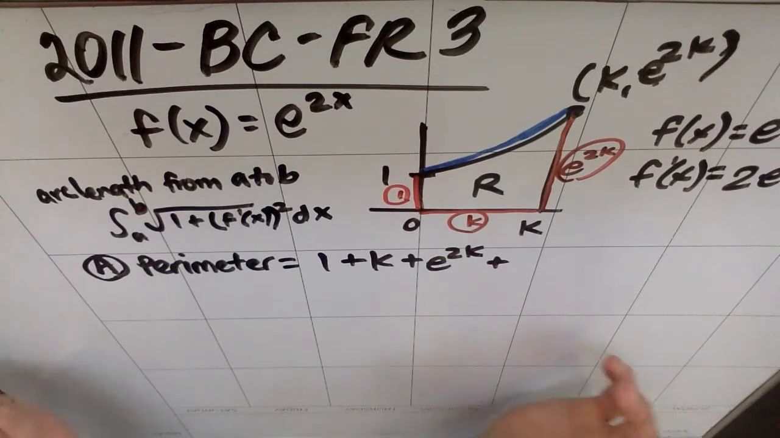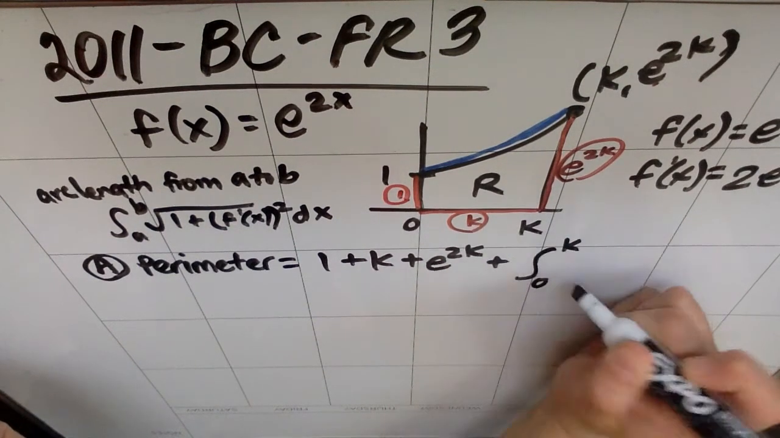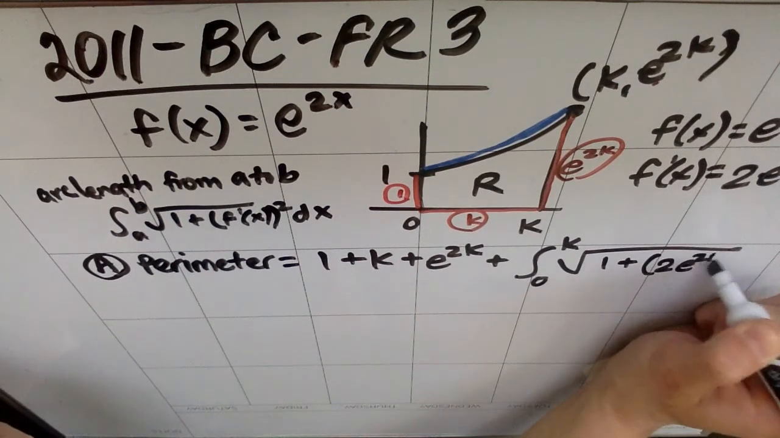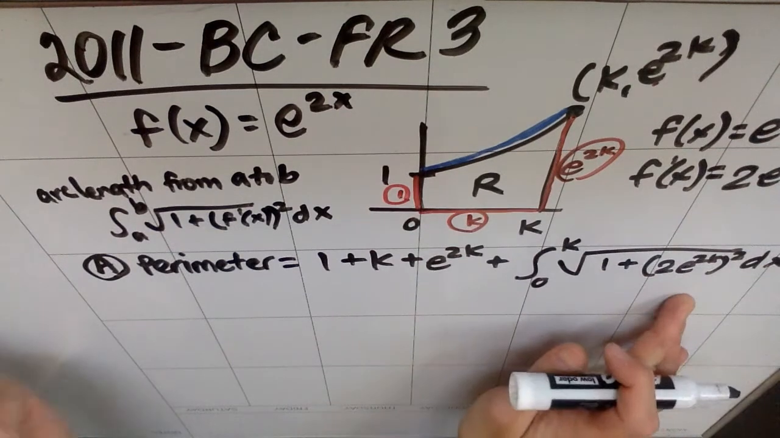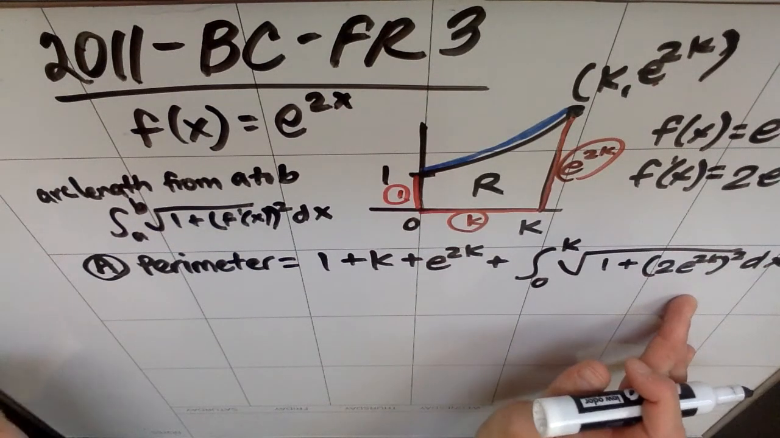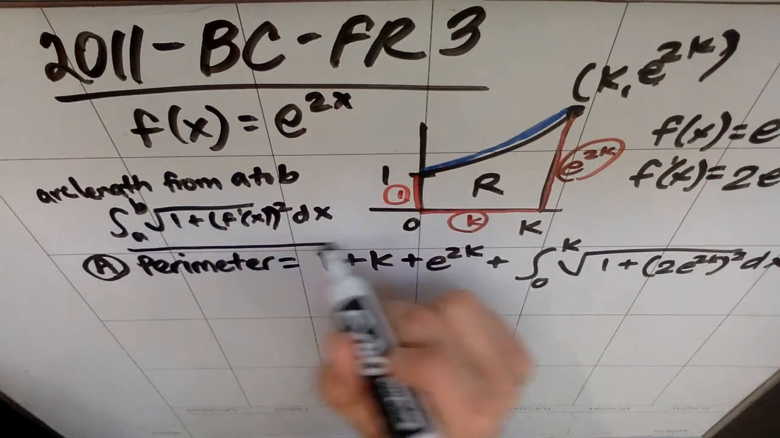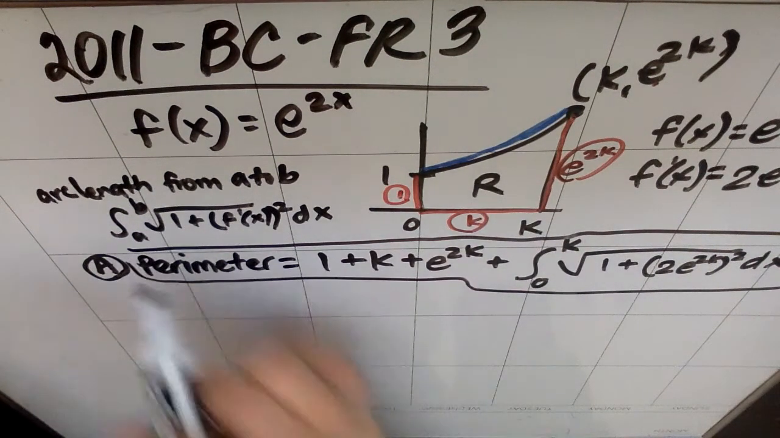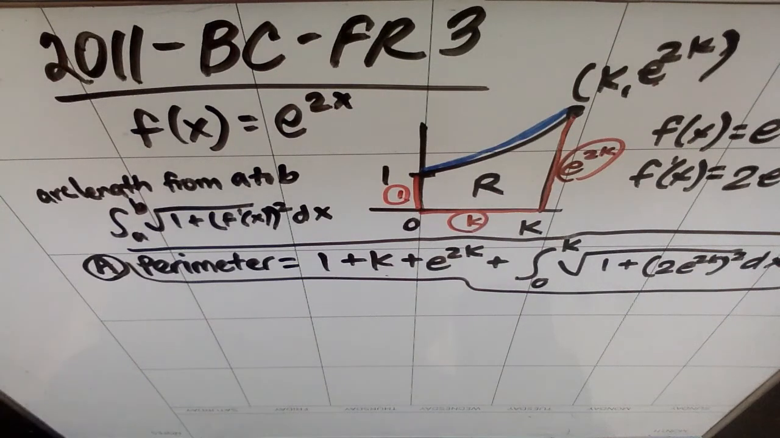Now, since I don't actually have to integrate this, I'm not going to clean this up. I'm going to leave this as the integral from 0 to k of the square root of 1 plus, in parentheses, 2e to the 2x quantity squared with respect to x. I'm not going to make this a 4e to the 4x. I don't need to. Why would I bother? They just wanted me to write an expression for perimeter, which I did. So here's my perimeter. Again, the 3 nice, easy linear parts, and then this is the arc length for the curvy part.